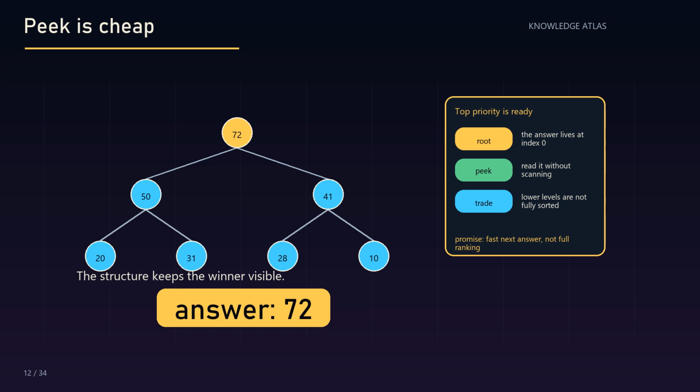Once the heap rules hold, peek is simple. The best priority is at the root. You can read it without scanning the whole structure. That is the point of maintaining the heap shape in the first place.